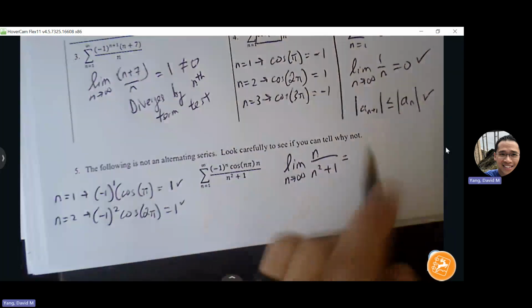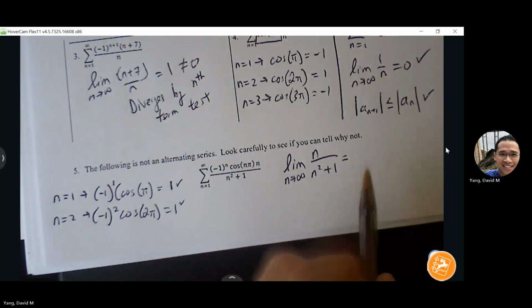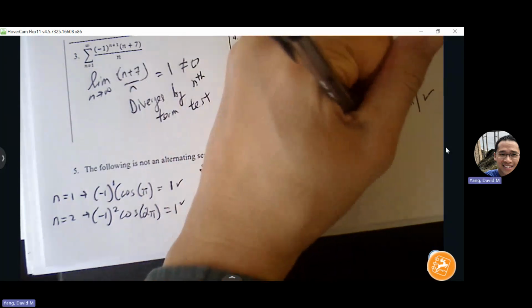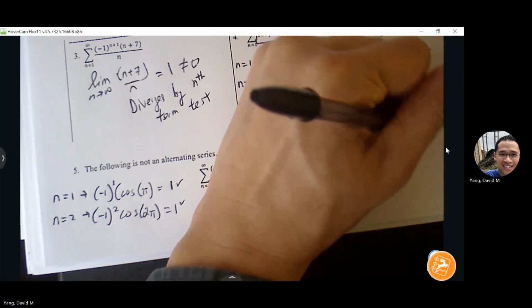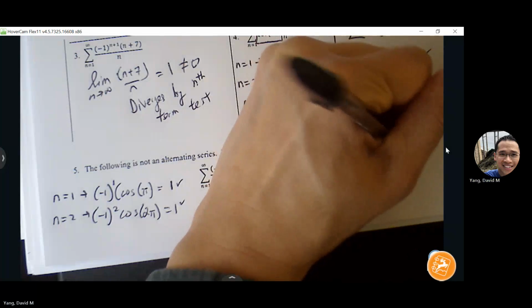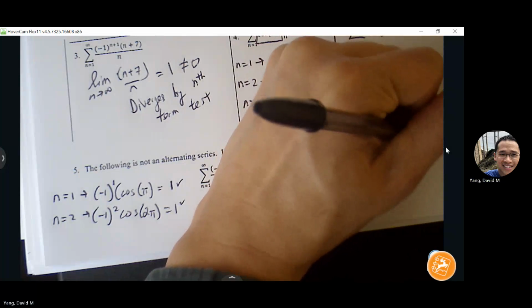And would the nth term test be conclusive? The limit would be 0, right? So it's inconclusive with the nth term test.